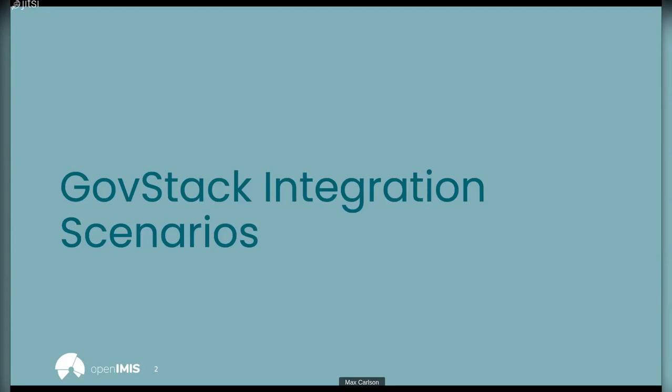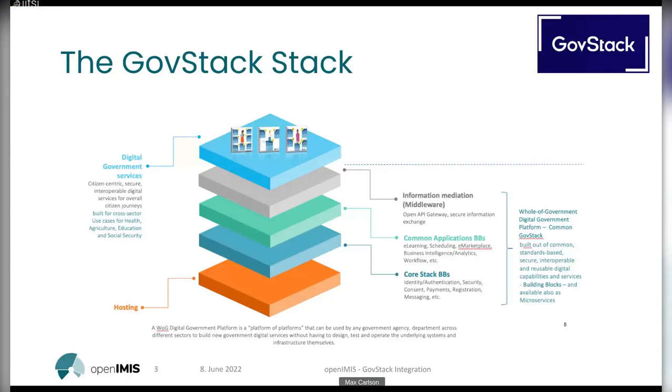First I'm going to step through a series of GovStack integration scenarios. The GovStack stack, here is a brief overview. We have an information mediator, which is very similar to openIMIS. It's a little bit different because it's designed to allow you to connect facilities on the open internet. So you can securely connect different ministries or different state or even federal governments and have secure data interchange.